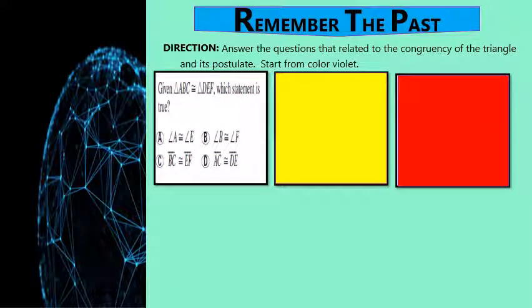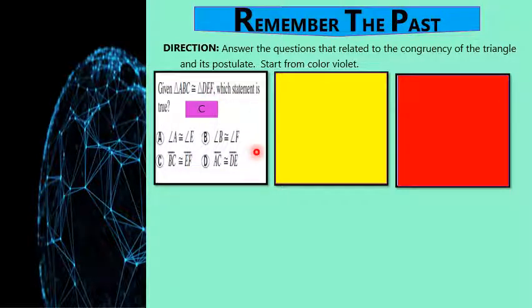Okay, questions. Given triangle ABC congruent to triangle DEF, which statement is true? A. Angle A congruent to angle E. B. Angle B congruent to angle F. C. Line segment BC congruent to line segment EF. D. Line segment AC congruent to line segment TE. So the answer is C.